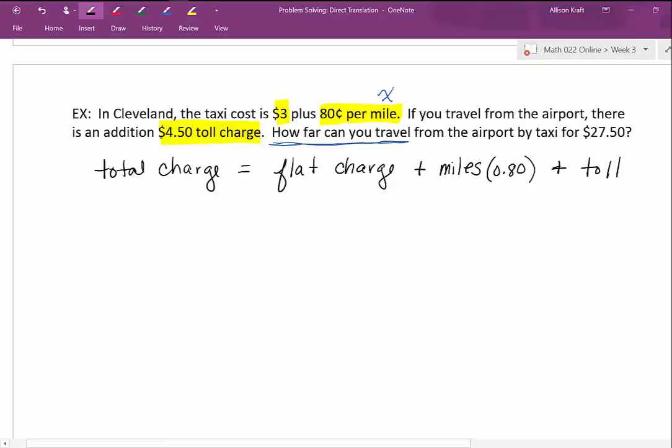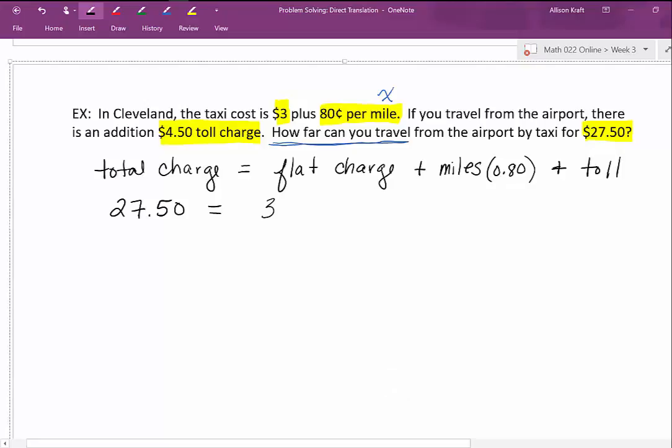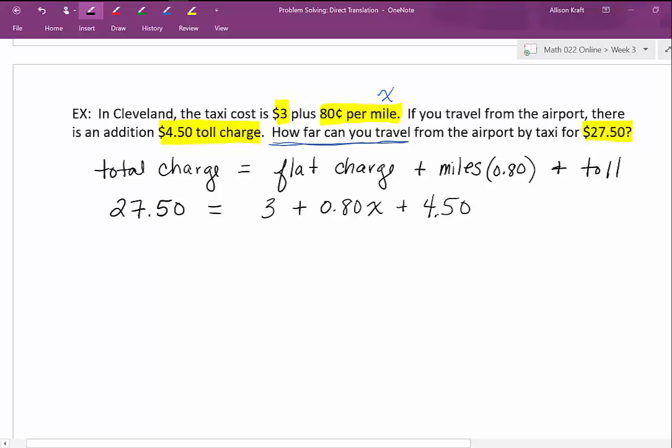Now that we have a general equation, we just need to fill in all the numbers that were given. The total charge is $27.50 equals the flat charge, which was $3, plus 80 cents per mile, plus a toll charge of $4.50. Now we have an equation that we can solve for.